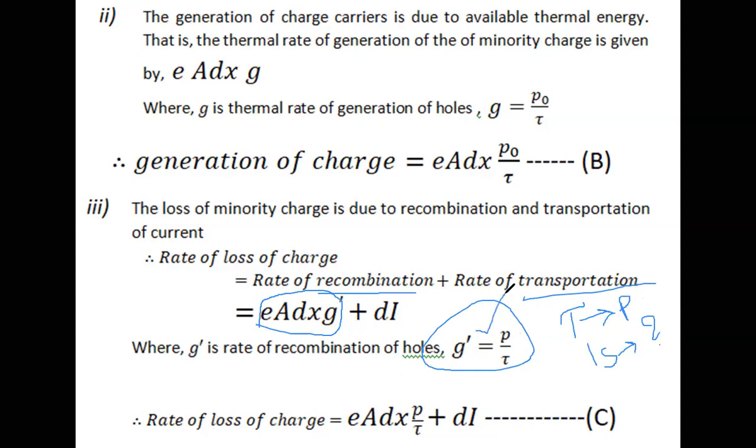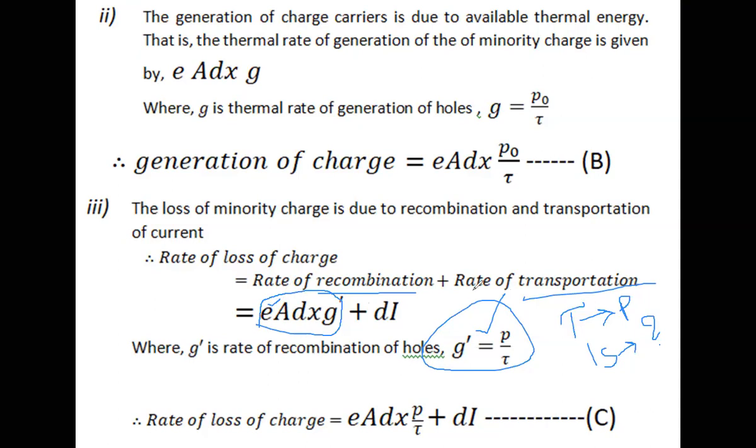So if you multiply this number with the volume, we will get the total number of holes that are recombined within a volume of A dx, and if you multiply again with the charge, you will get the total charge that is lost due to the recombination process within the volume of A dx. Very good. Now this is one process that is responsible for loss of charge within the block.